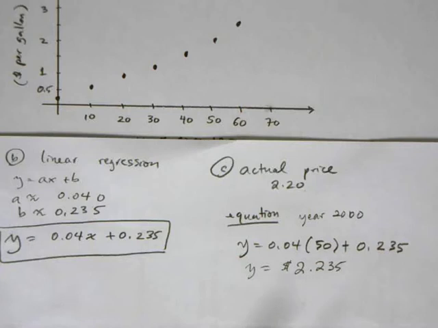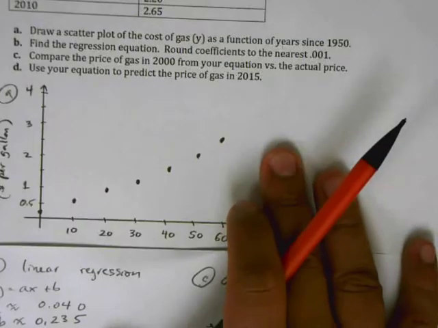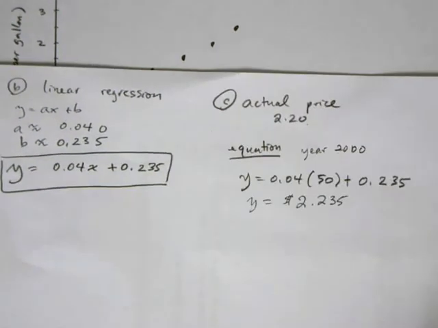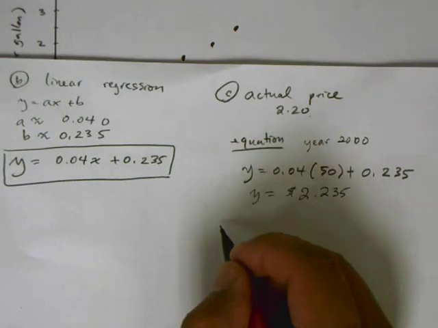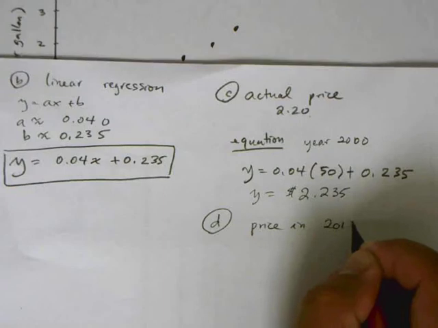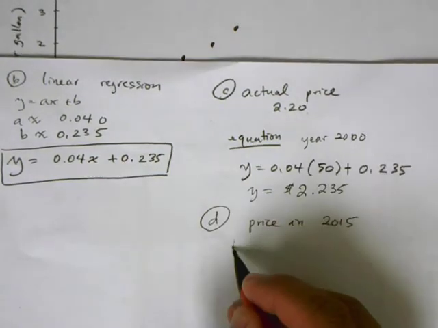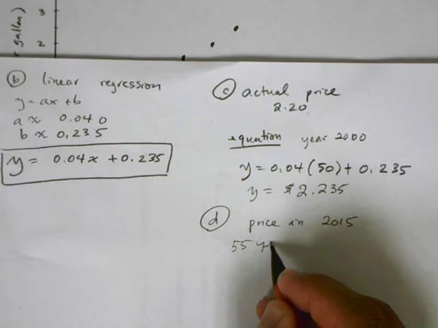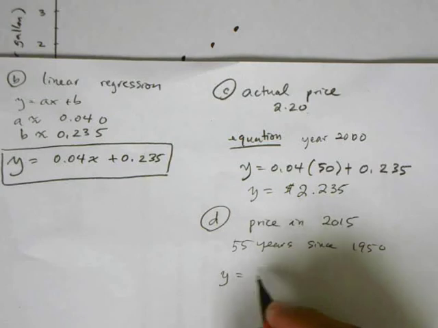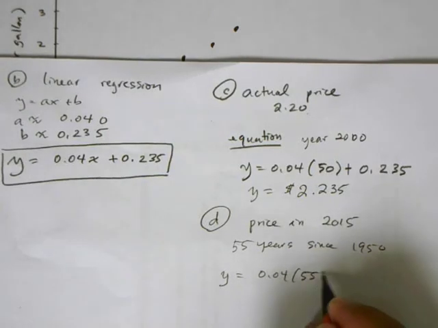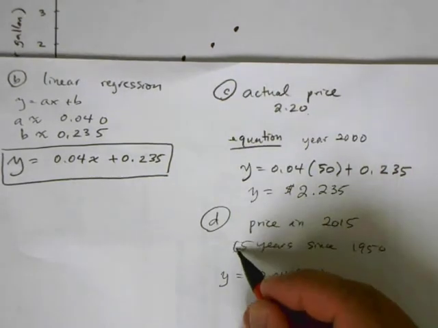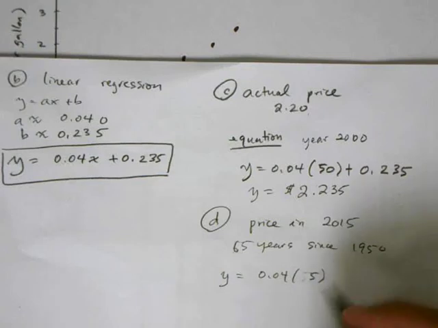Okay. So the last question that I need to answer here is, use your equation to predict the price of gas in 2015. So in part C, we sort of verified it with the existing data. So we know the formula is pretty good. So what is the price in 2015? And remember, the year 2015 has been 55 years since 1950. So let's enter that in. Y equals 0.04 times 55. I'm sorry, not 55, 65. So 65 years. Okay. Right. Yep.